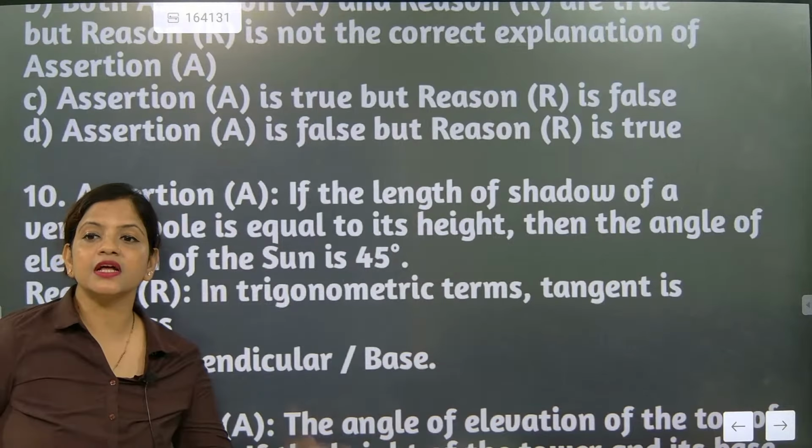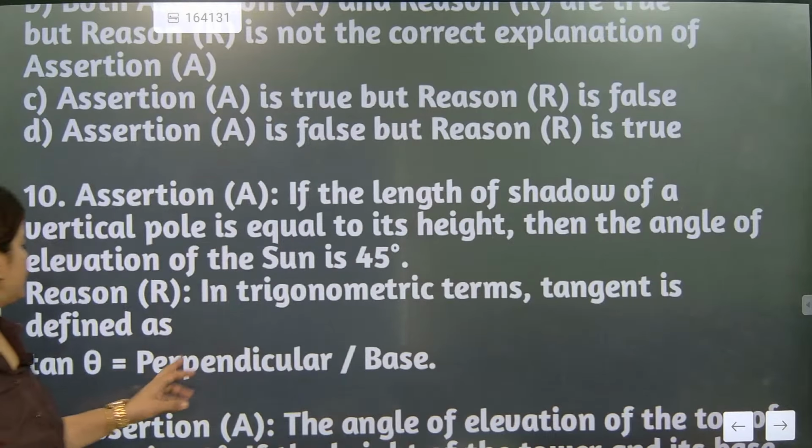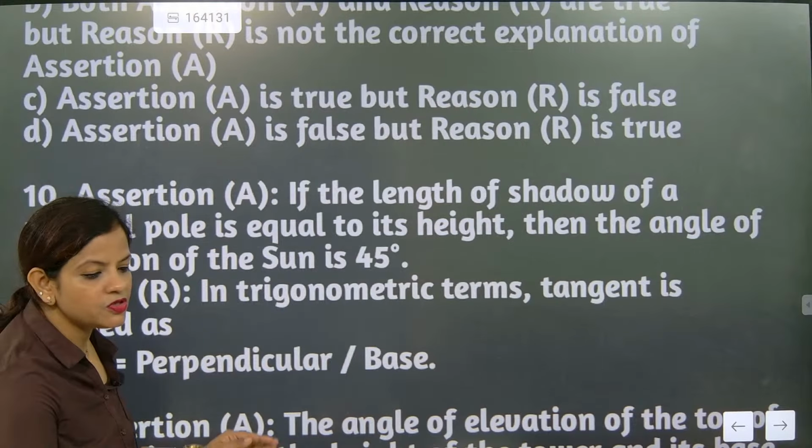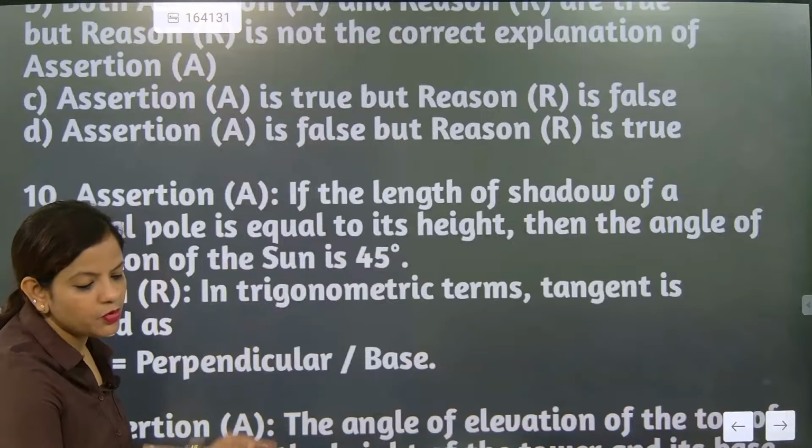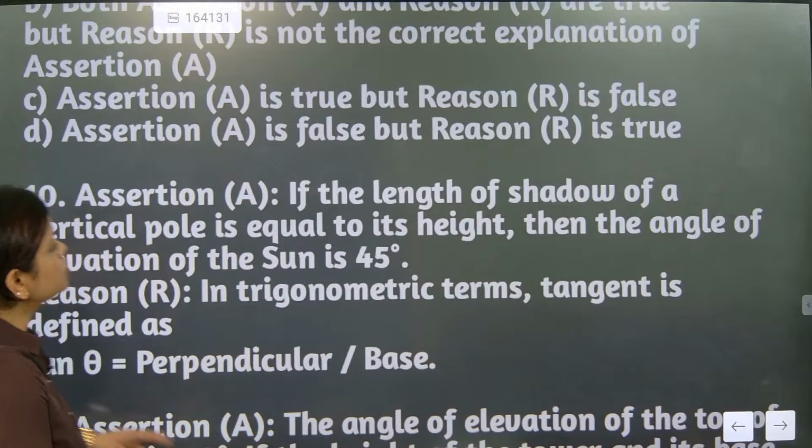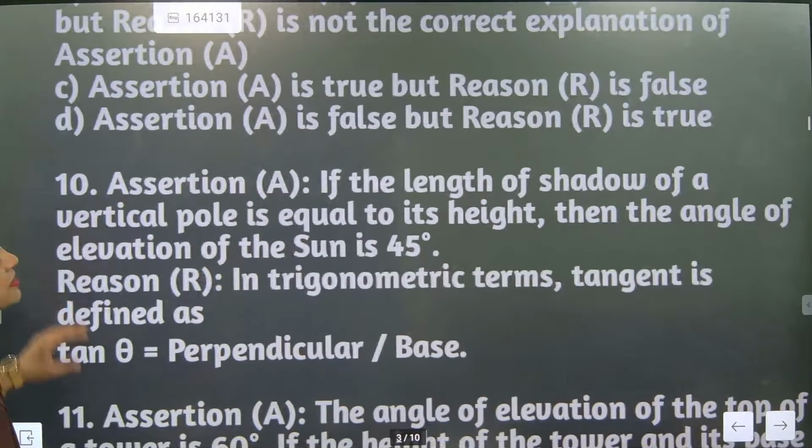Why is the correct answer A? Because the tan theta formula is perpendicular by base. So whenever we are solving, perpendicular by base is supposed to be the correct answer. So 100% the answer is coming as A only. I hope you have understood this one.